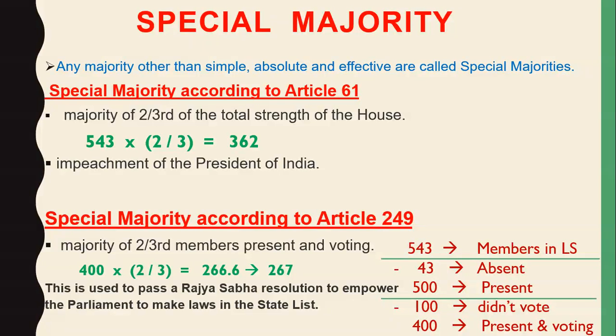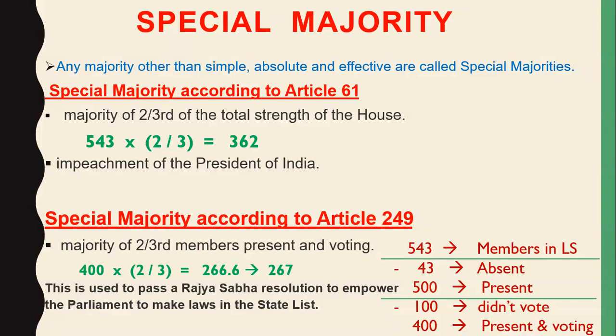What does it mean? It means support of more than 2/3 of the members present and voting. So I will explain it with the help of an example. Suppose, friends, we know that 543 is the maximum strength of Lok Sabha. So suppose there are 543 members in Lok Sabha.